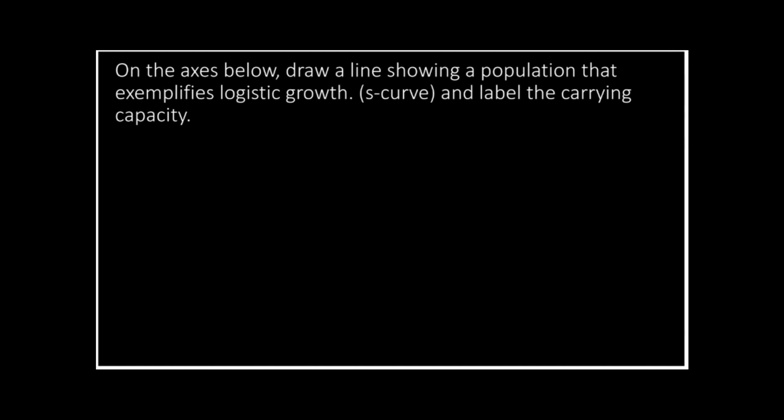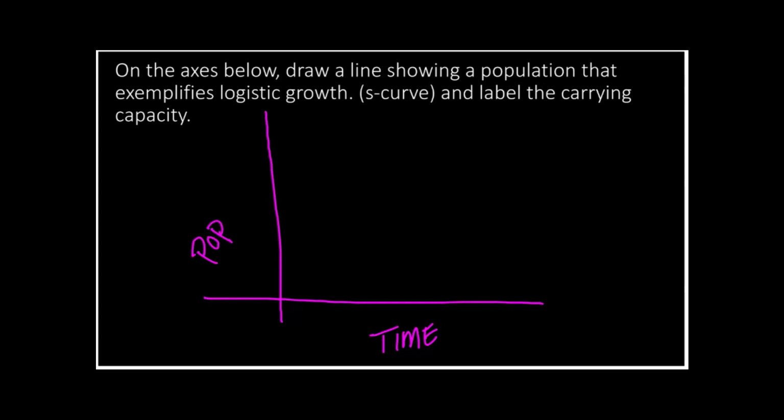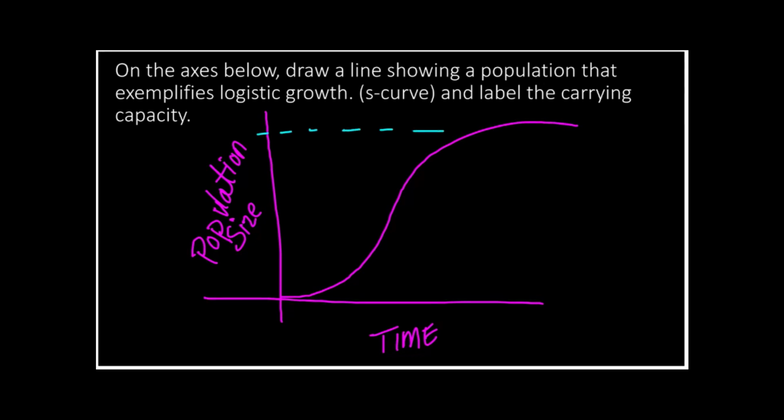Okay. So now let's draw a logistic growth, and then we're going to do the carrying capacity. So this is going to be time again on the bottom, and this is going to be population size on the y-axis, and then our graph is going to look like this. And you can see it kind of looks like an S, which is why they call it S curve. And then right about here is going to be our carrying capacity, and this is kind of where it levels off.